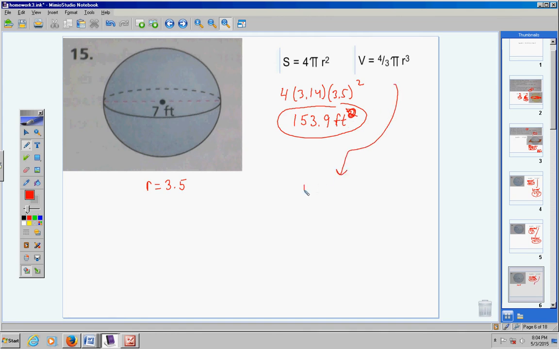Now on to volume. Volume would be 4/3 times 3.14 times 3.5, the radius, to the 3rd power. So here we go. Let's see. Type in 3.5 here, and I'm getting 179.5, and the answer is 179.6. So we're off just 1/10, and that would be feet cubed, okay? Because we're dealing with volume. Volume is a cubic measurement.